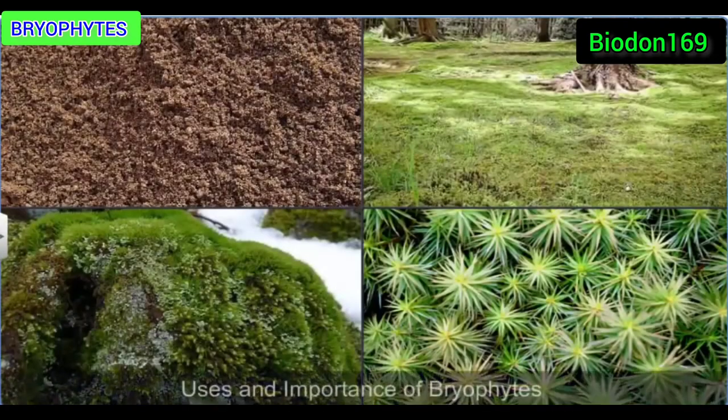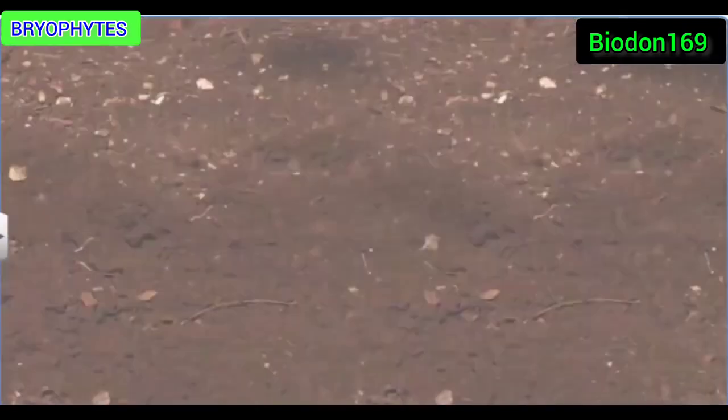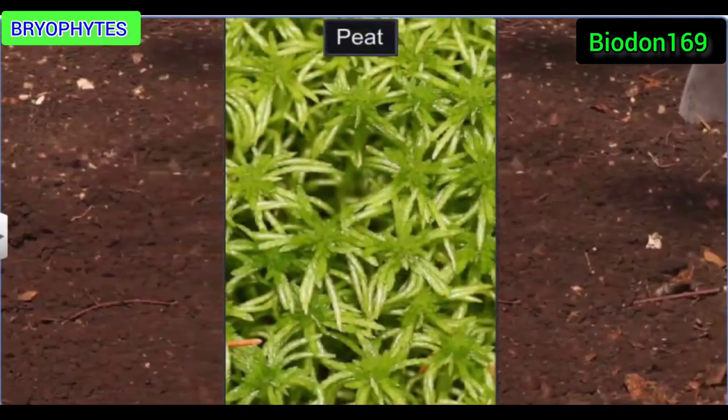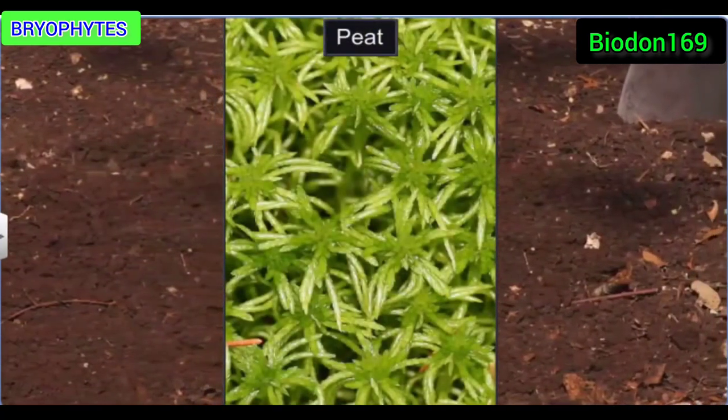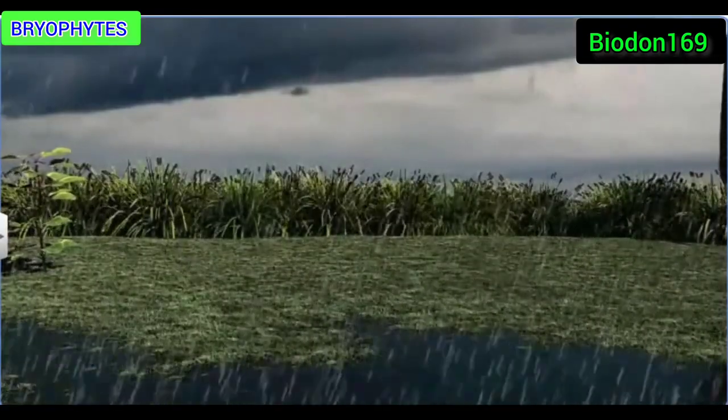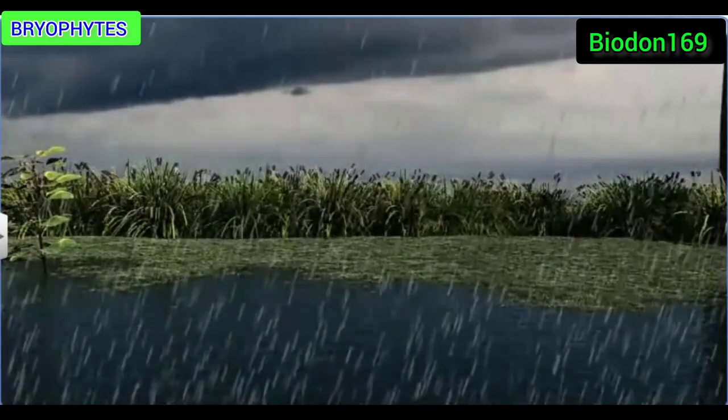Let's now look at the uses and importance of bryophytes. Moss such as sphagnum provides peat, which is used as fuel. Moss also form a dense mat, thereby allowing rainwater to percolate into the ground. This prevents rainwater from running off and the subsequent soil erosion.